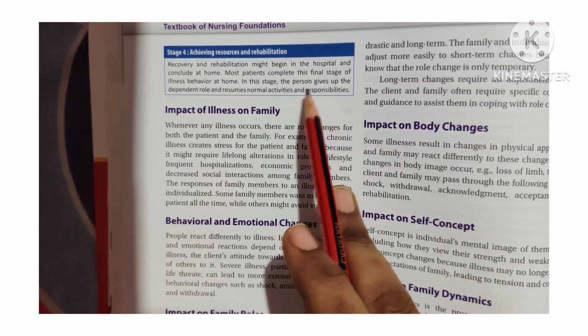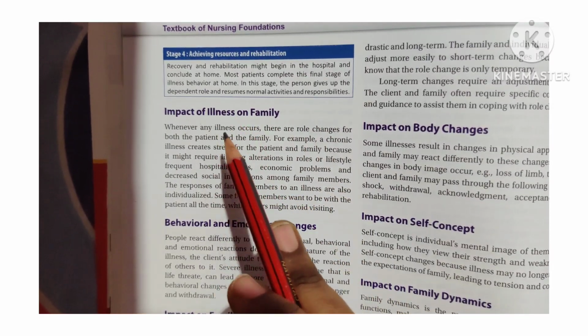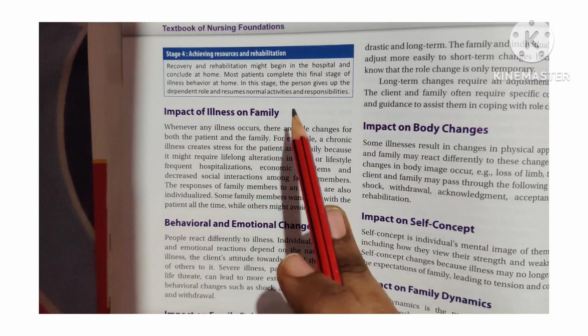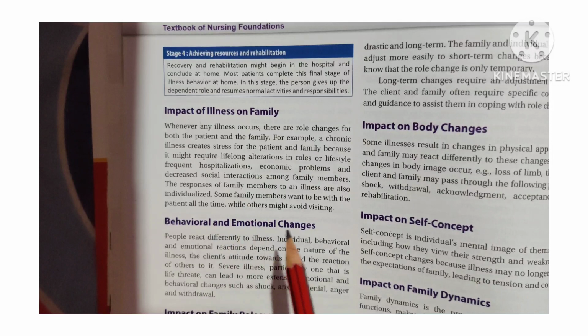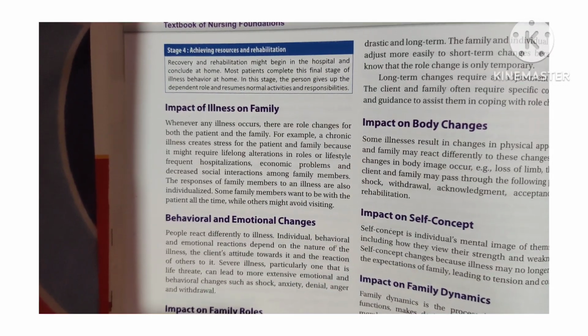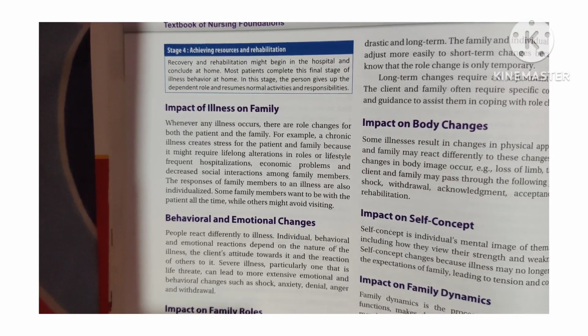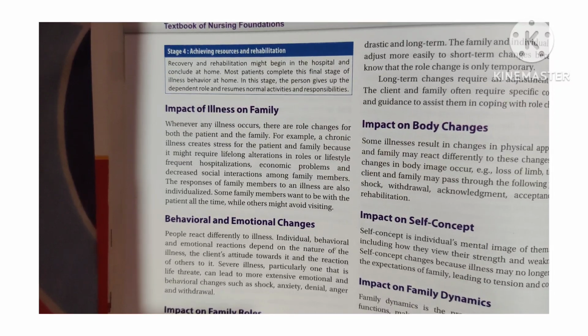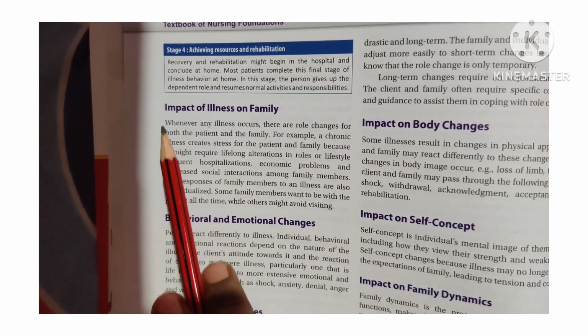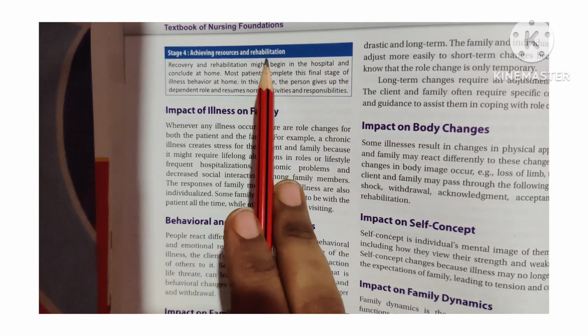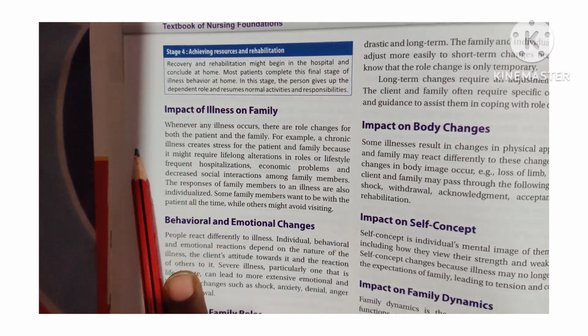In this stage, the person gives up the dependent role and goes back to his normal activities of daily living. He will take up his own role and responsibility. Suppose he has taken a sick leave, once after his recovery and rehabilitation, he will go back to his work. So he will start earning and do his functions as before, including his activities of daily living and his responsibility, carrying his job, everything will be going on in this stage. So this is the last stage. Stage 4 is what? Achieving resources and rehabilitation.